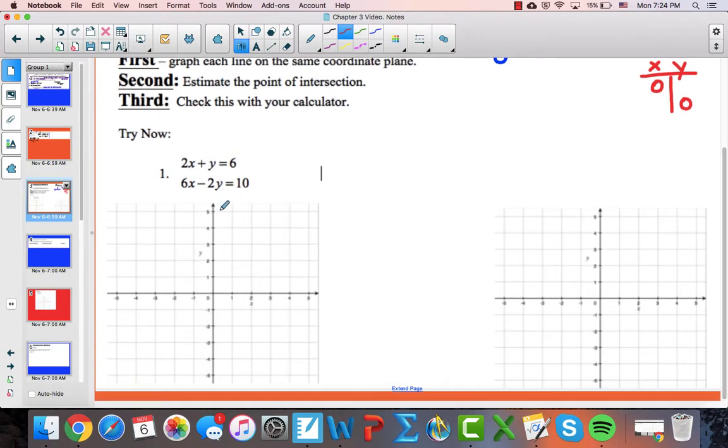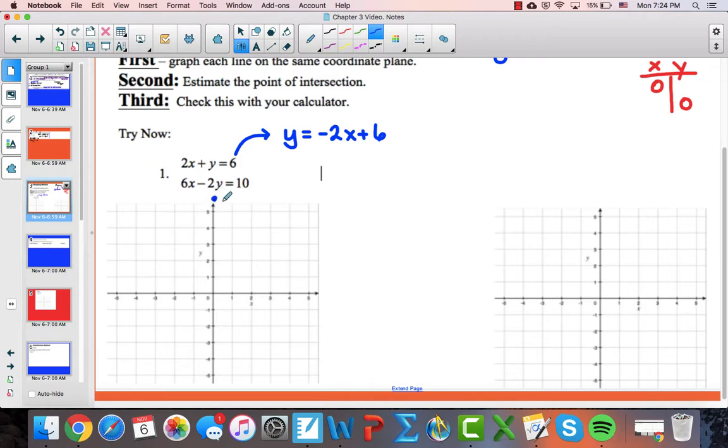For me, what I'm going to do in this first one is graph it by putting it into y equals mx plus b because I think that's probably what most of you have already chosen you were going to do. So I'm going to subtract the 2x to the other side and I'll get y equals -2x plus 6. All right, then I'm going to graph that. So I'm going to go up to 6.